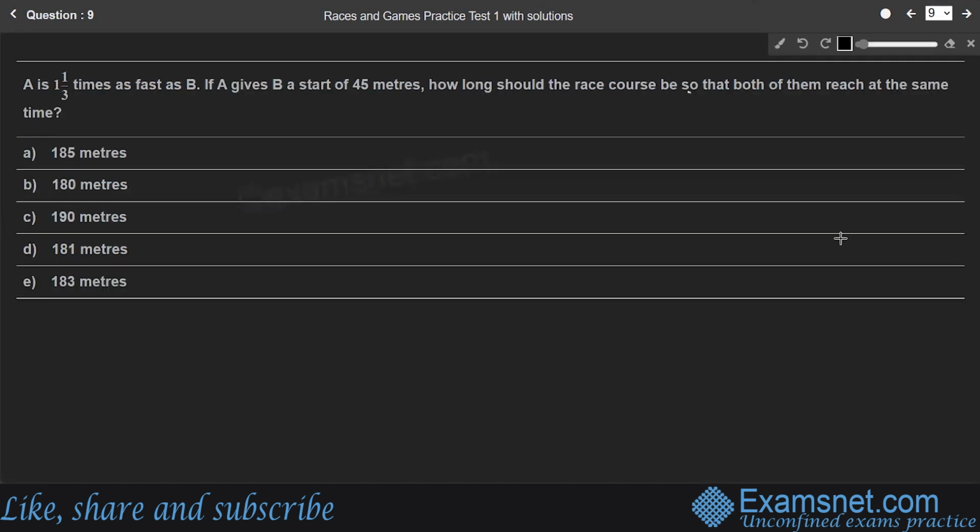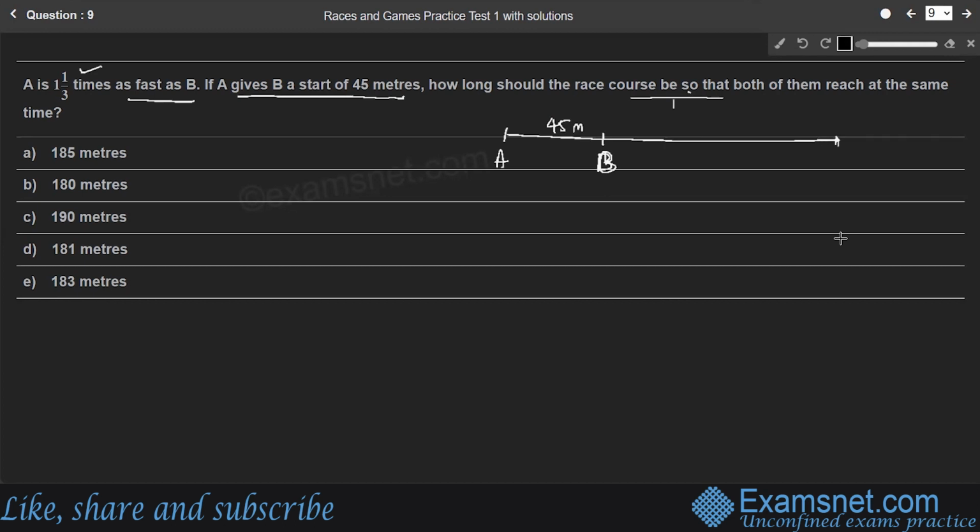Question number 9. A is 1 1/3 times as fast as B. If A gives B a start of 45 meters, how long should the race course be so that both of them reach at the same time? So we'll consider the track. Here A gives B a start of 45 meters, which means B is ahead of A by 45 meters. So how long should the race course be so that both of them reach at the same time?